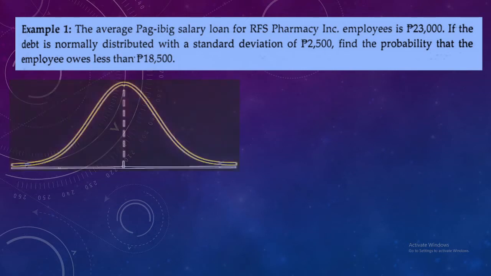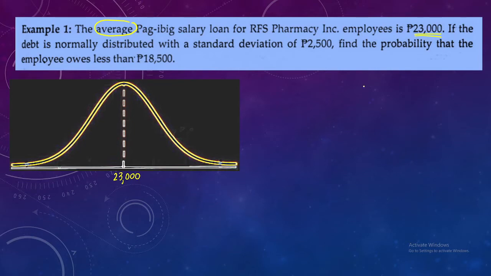So if I'm going to be locating 23,000, take note, it states that the average is 23,000. Okay? The average is 23,000. And based on the properties of the normal curve, the average is located at the middle part of the curve. It's found at the center. So 23,000 is found over here. That's the location of 23,000 because it's the mean. It's the average. Now, let's continue.